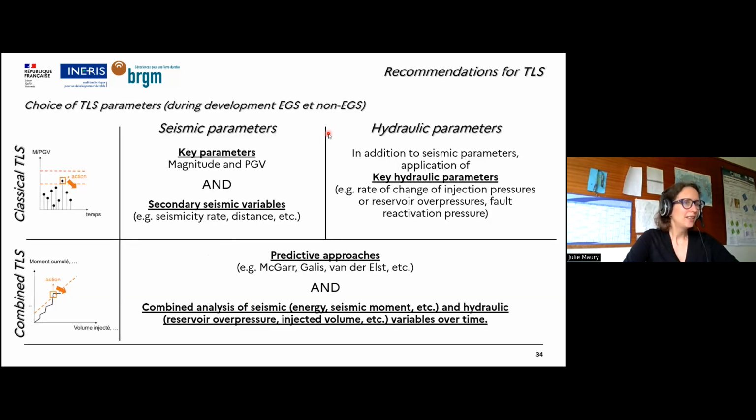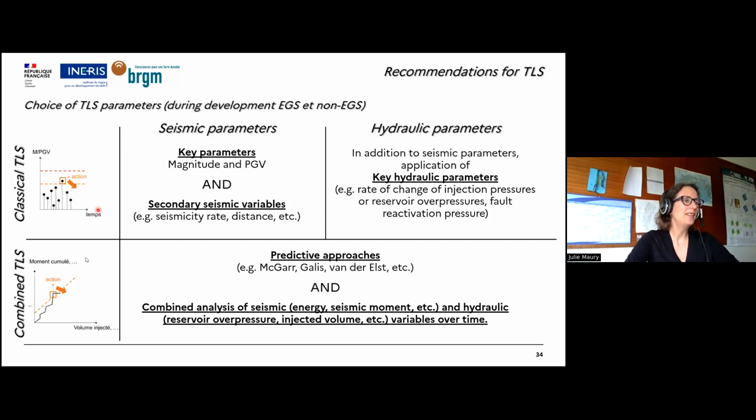So next, to see what the differences are between classical TLS and combined TLS. The classical TLS are the well-known TLS. You have a parameter, for example, magnitude. And if it's above some threshold, you need to do some action within your operations, such as lowering the flow rate, for example, at a certain level, and so on. And so you provide some recommendation.